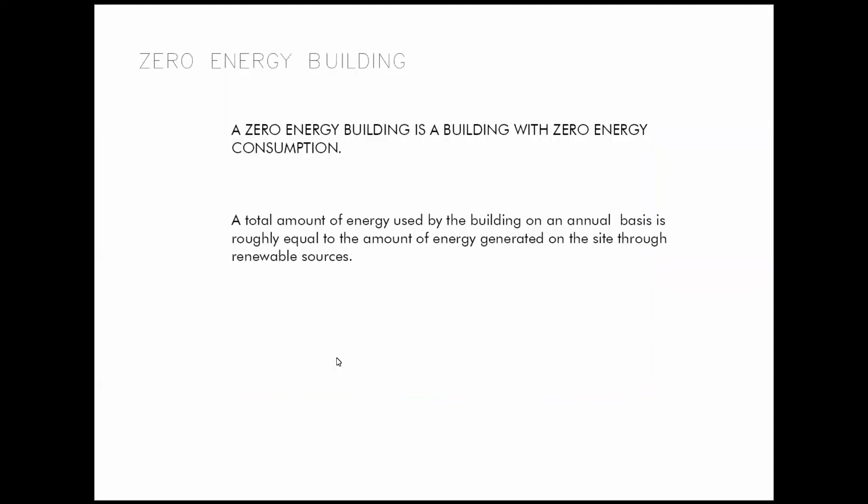Then now I can describe better the zero energy building. When we are speaking about zero energy building, that means buildings that generate on site a total amount of energy that could cover all the energy needed by the building.